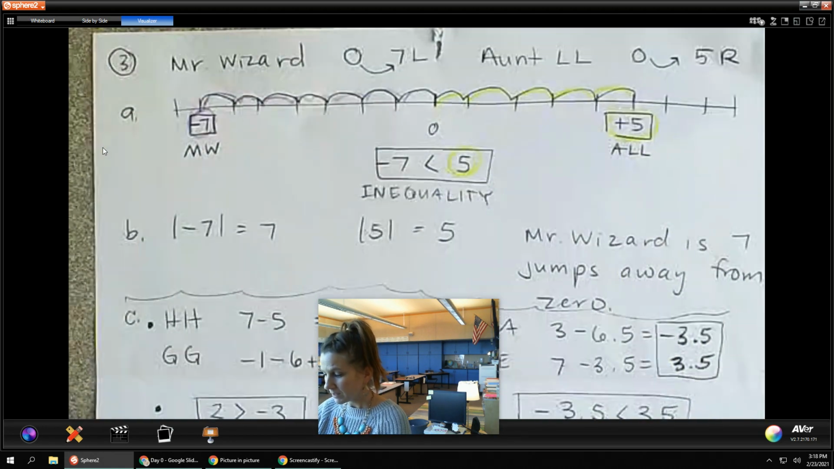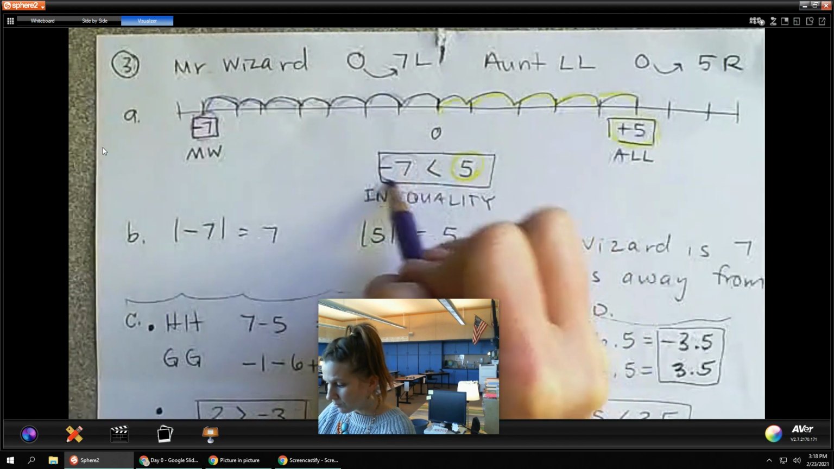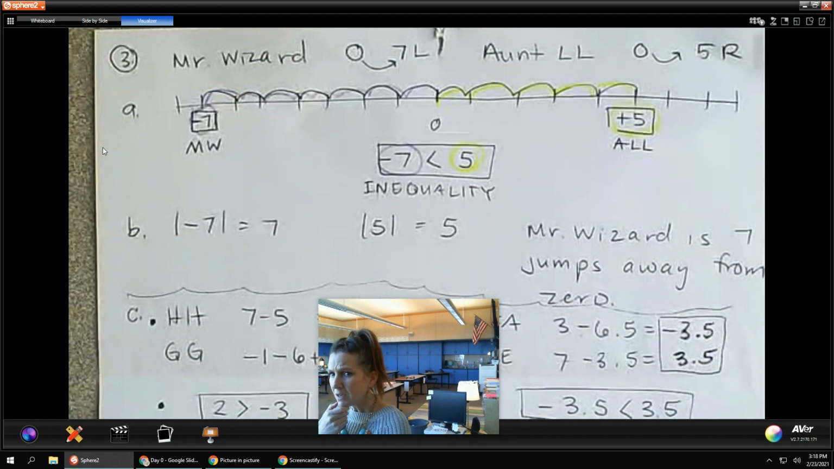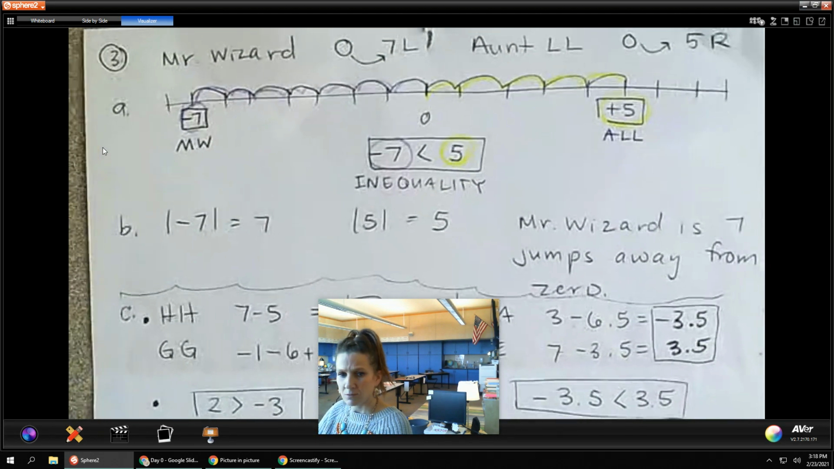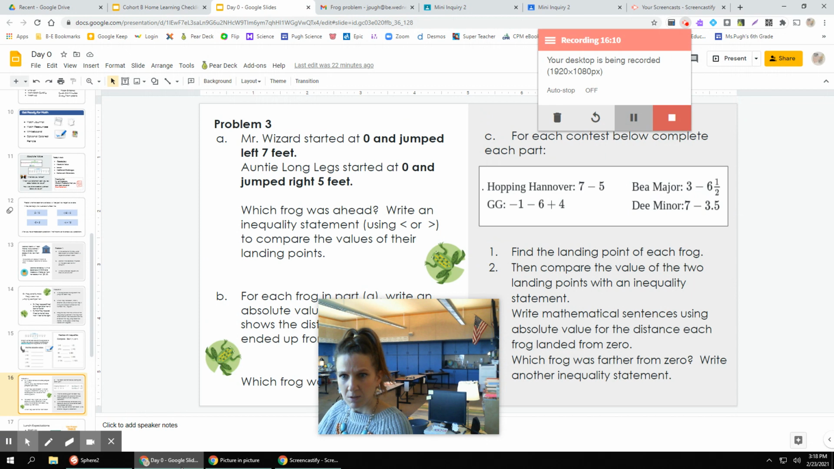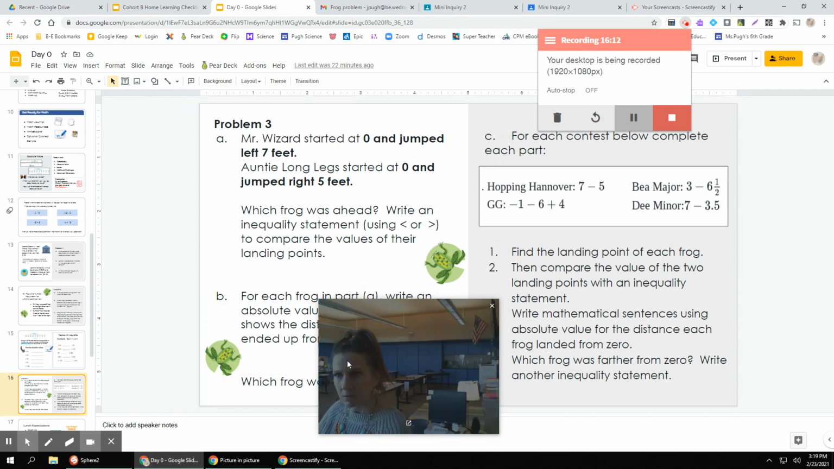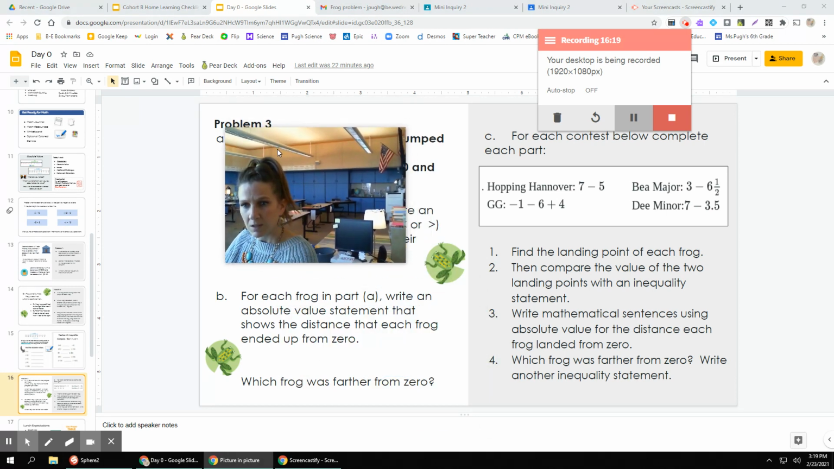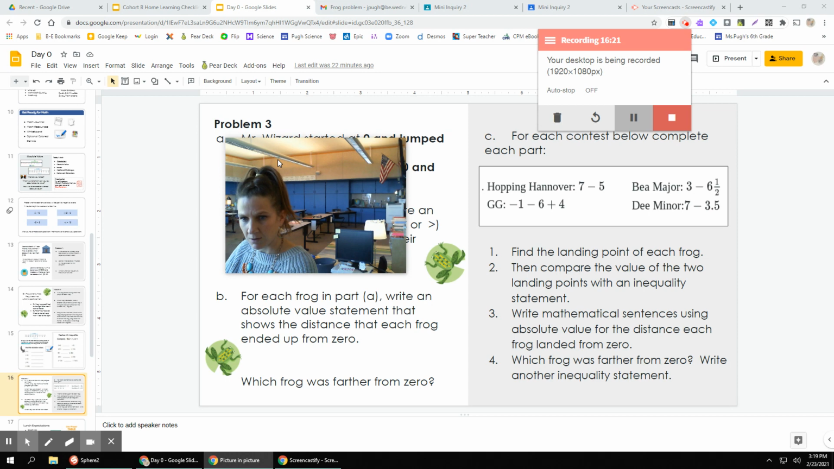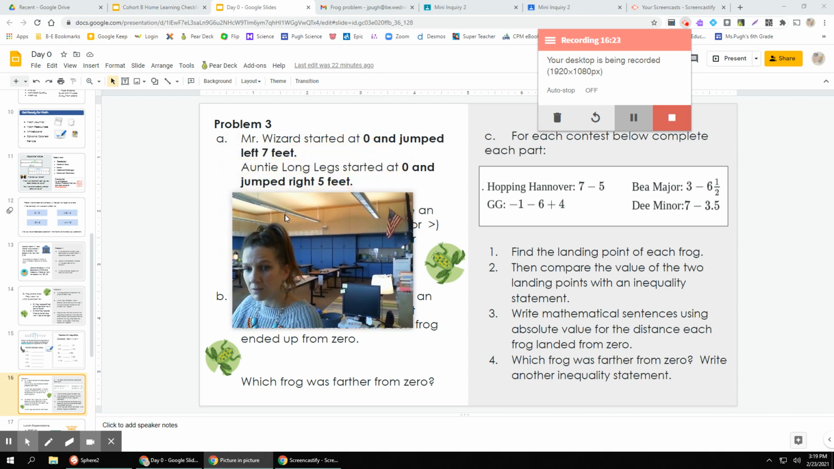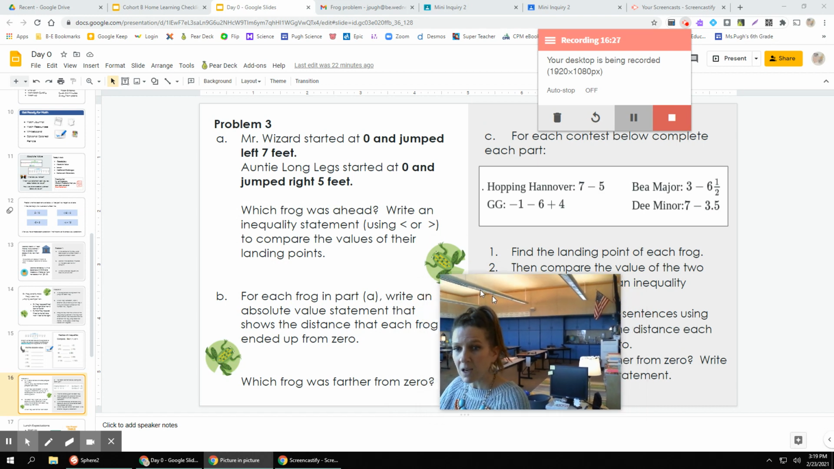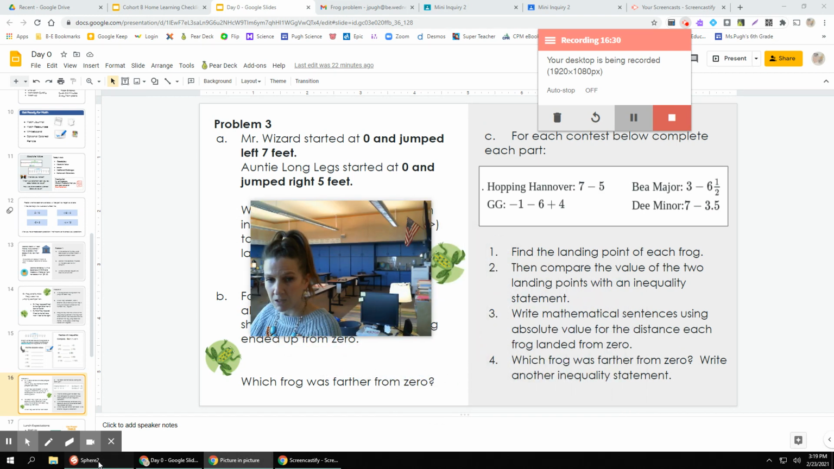So we know that this 5 is going to be larger. Then it asks us to double check. So for each part, write the distance each one ended up from 0. The distance that it ended up from 0, which frog was farther from 0. Write an absolute value statement. That's where we're at next.